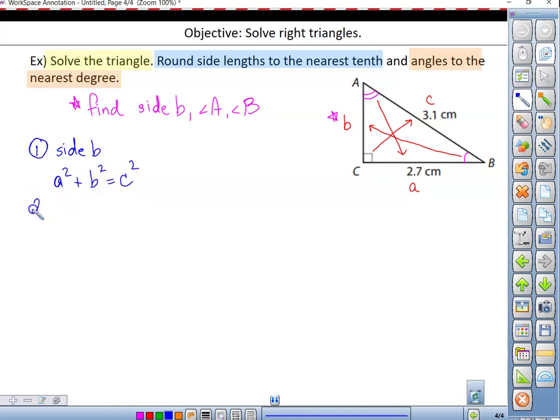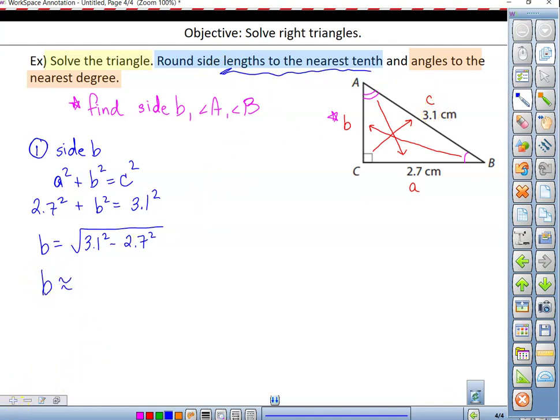So my A is 2.7. And my C, my hypotenuse, is 3.1. So B is going to be the square root of 3.1 squared minus 2.7 squared. And this is a side, so we're going to round it to the nearest tenth of a centimeter. All right, so now we can use our calculators. And hopefully you come up with the same measurement I'm getting, which is about 1.5 centimeters to our nearest tenth. So there's one measurement found.